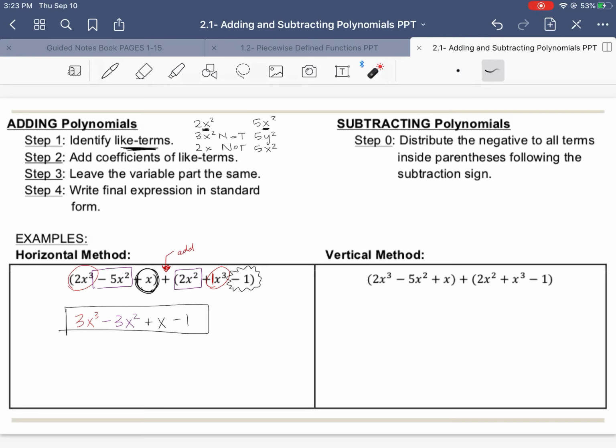On the right, this is labeled as vertical method. This is the same exact problem actually. However, if it helps you to stack terms, you can do that.